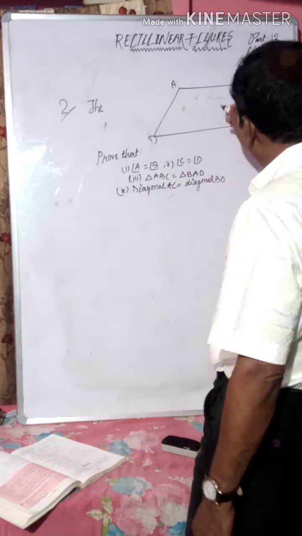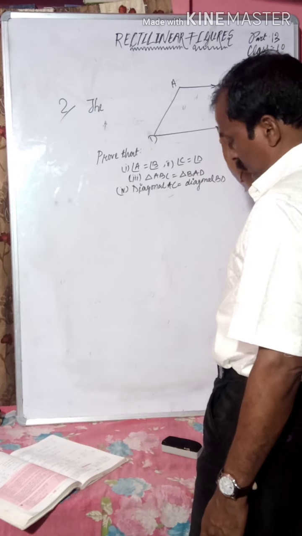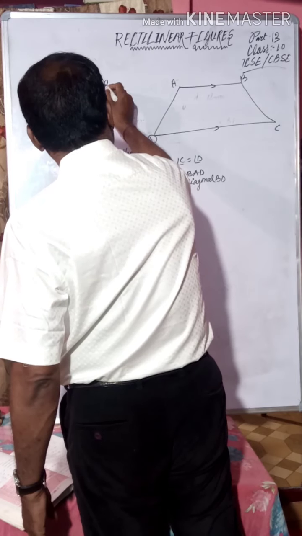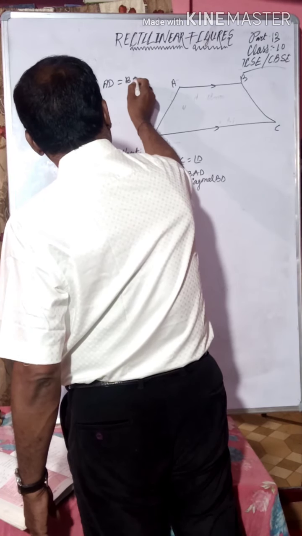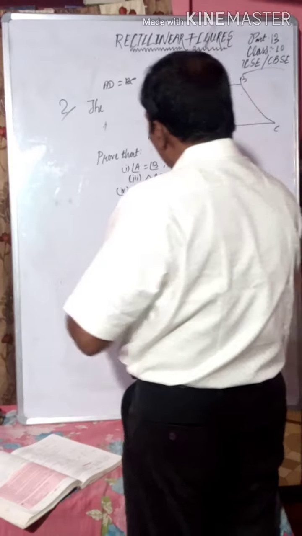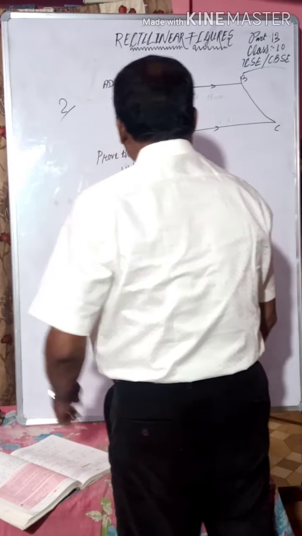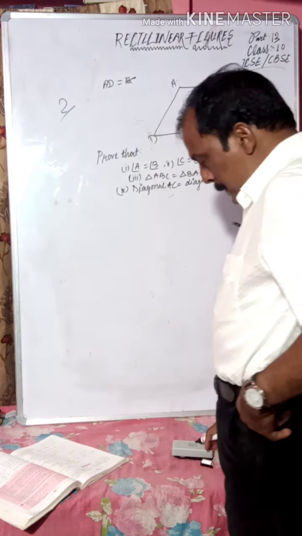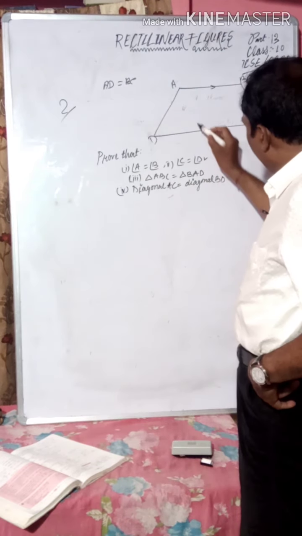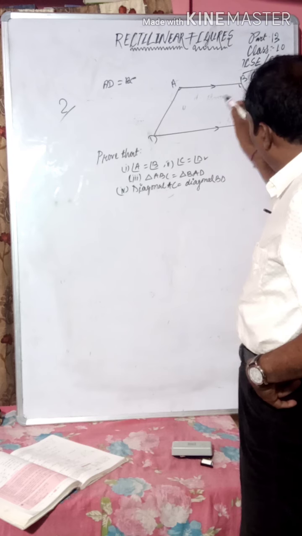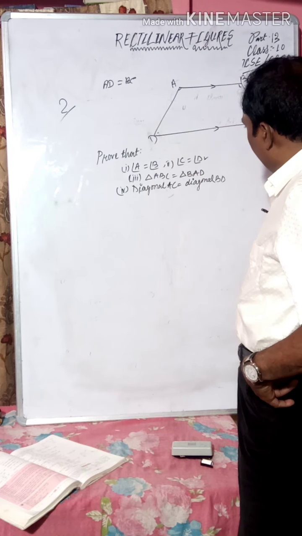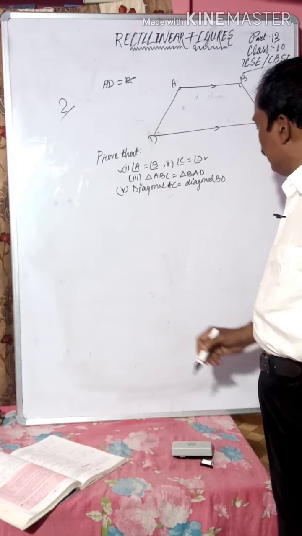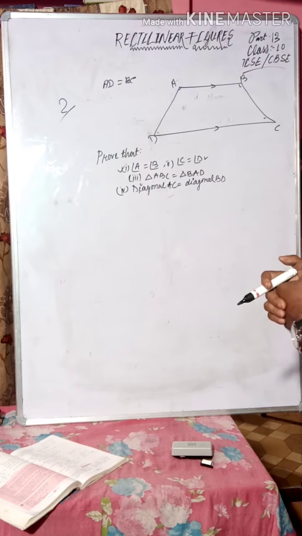AB is parallel to DC and AD is equal to BC. Prove that angle A is equal to angle B, and angle C is equal to angle D. First we have to prove angle A is equal to angle B, and angle C is equal to angle D.